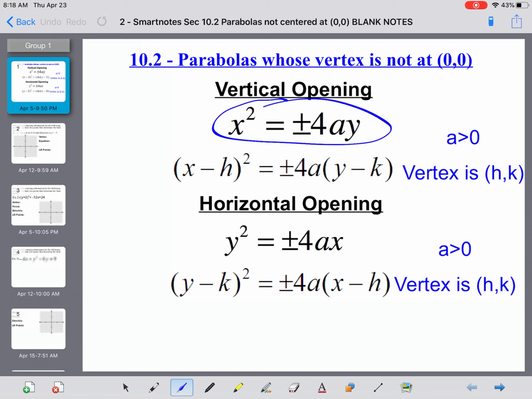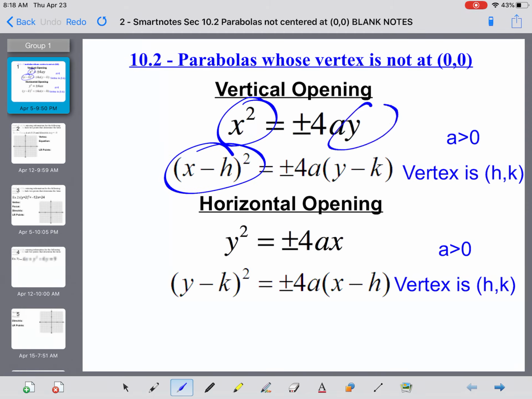So this is the formula we saw on Tuesday for the vertical opening. This is the formula we saw for the horizontal. The only new thing we're adding is an h and a k, which you've seen before. These are like a transformation. The h and the k are going to be the vertex. So you can see here, instead of x squared, we have x minus h squared. Instead of just y, we have y minus k. So the vertex now is not going to be 0, 0 all day. It's going to get moved around and go wherever (h, k) is.